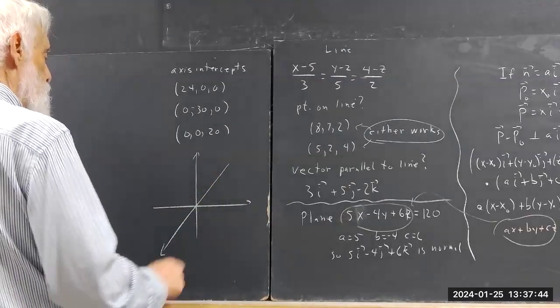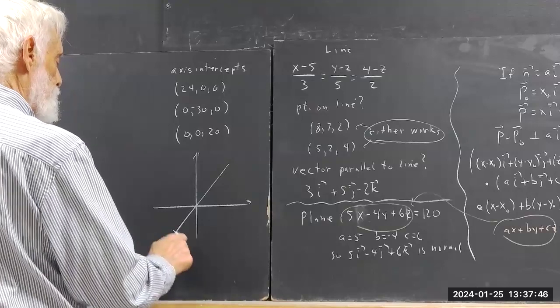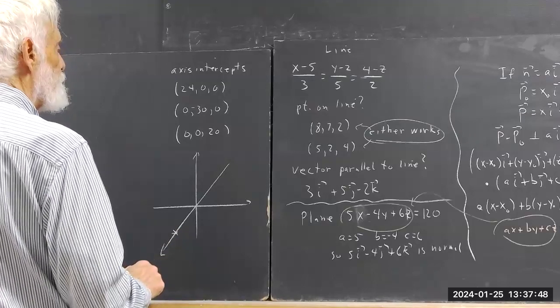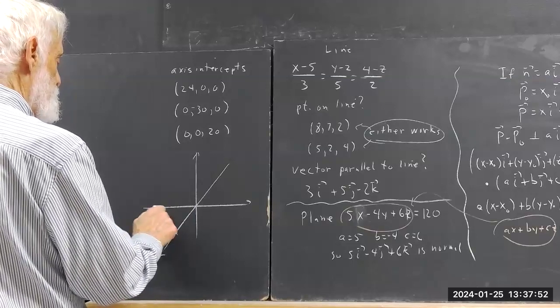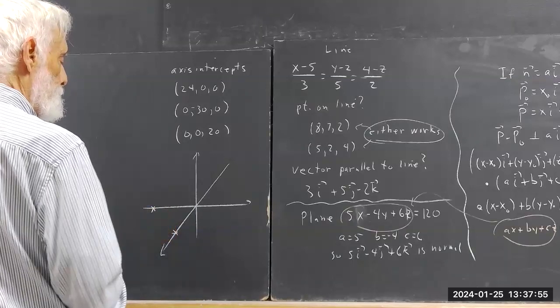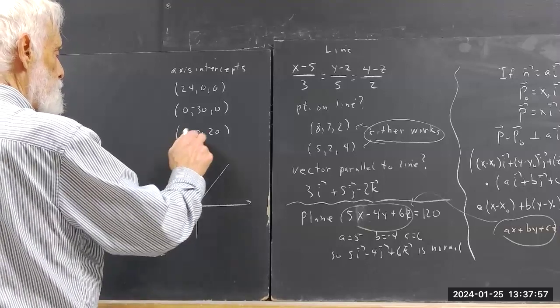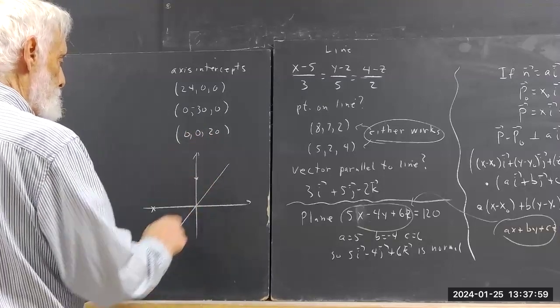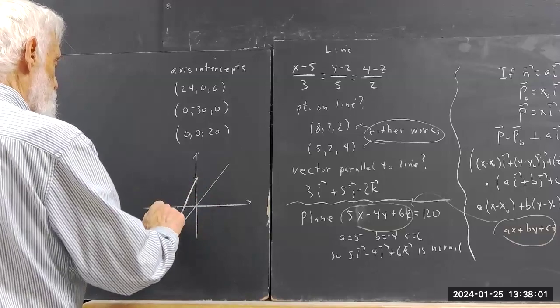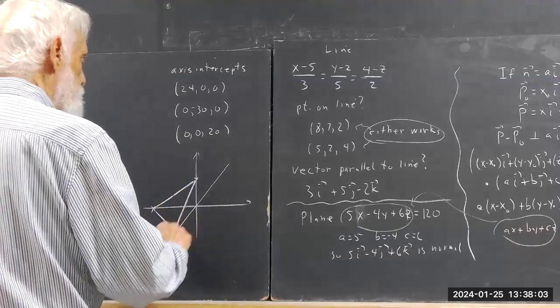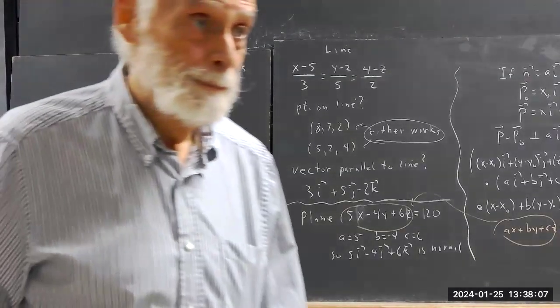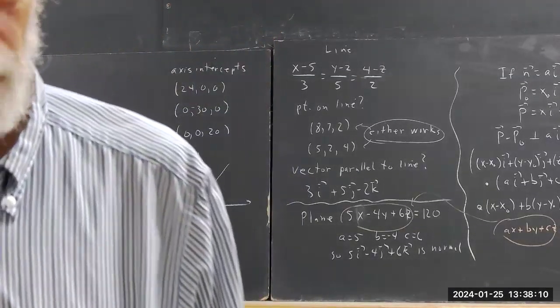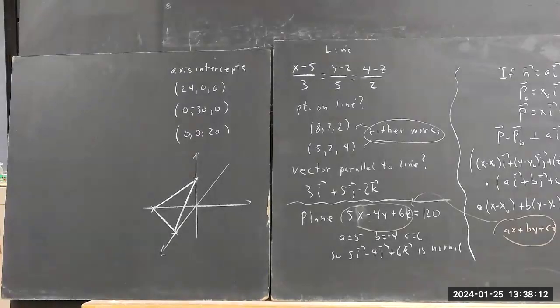Okay. (24, 0, 0), let's just say that's here. (0, -30, 0), maybe that's about there. And (0, 0, 20) would be about here. So now we can draw this triangle. It's part of the plane, and we can visualize the direction of the plane. Make sense? You understand all that? Need to process it?